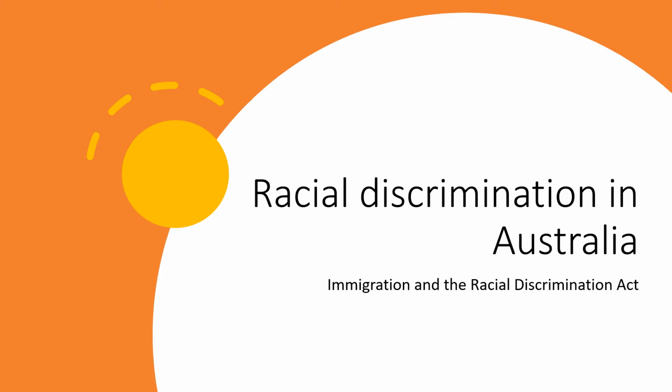So today we're talking about racial discrimination in Australia, and we're talking a lot about the legal system that addresses racial discrimination in Australia. We'll talk about immigration. Australia is a multicultural society, as you know, and the Racial Discrimination Act and the international conventions from which we get the Racial Discrimination Act. This lesson gives you an example of how UN legislation can be incorporated into Australian law.